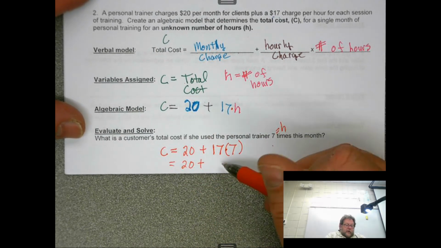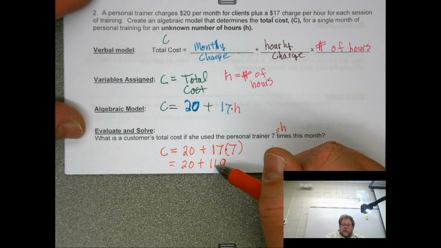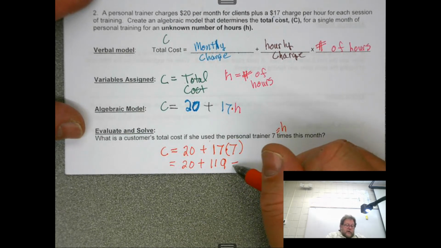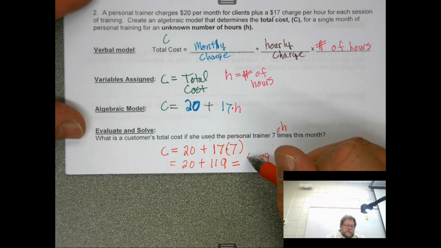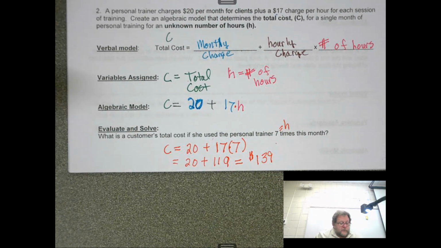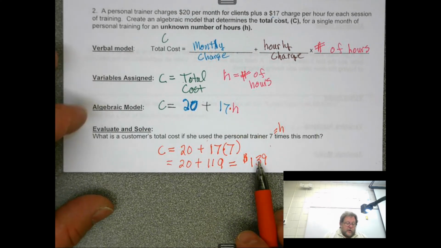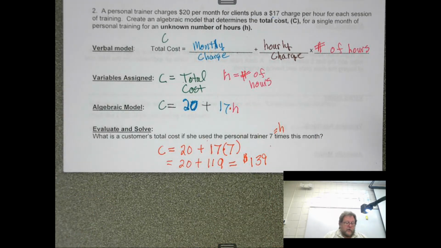Seems to be quite a bit for some personal training. And by the way, in real life, we wouldn't be saying, well, $20 plus $119, $139. You would say, hey, this is costing her $139 for a personal trainer. And we should actually write that sentence out.